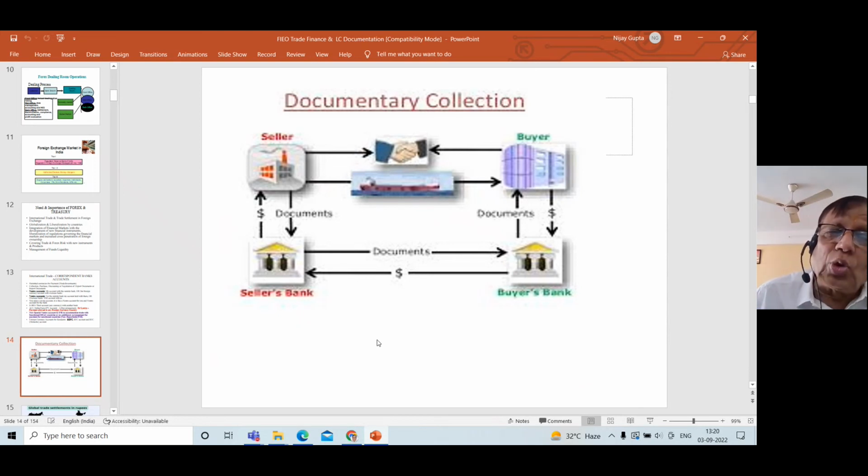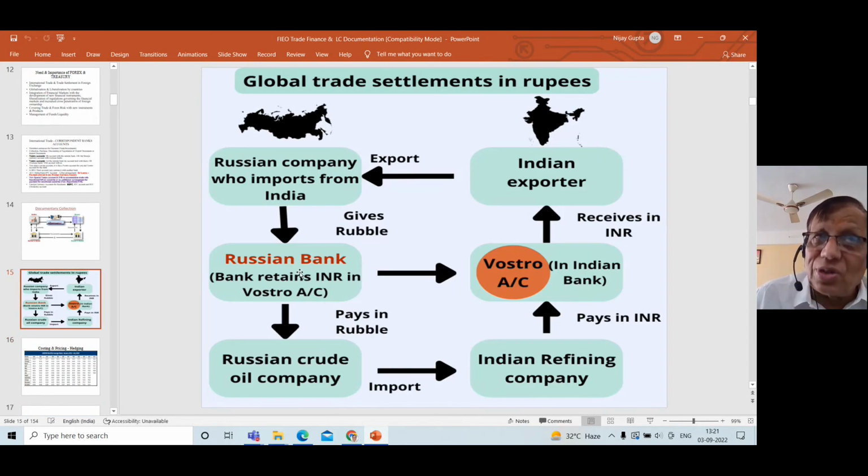Russia. So, what is happening? America and other allies have put a sanction against Russia and its companies. So how to import oil at a cheaper price and at the same time maintain our relationship with the US and with Russia? RBI has come out on 11th July with a new circular which says that any Indian bank, AD bank, can open a Vostro account with the Russian bank.